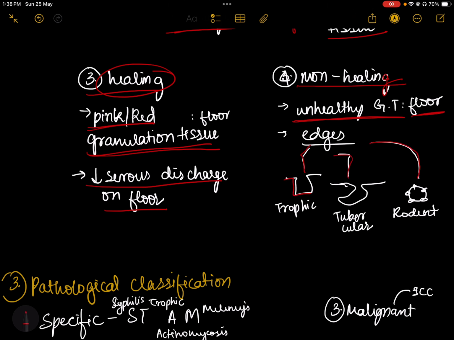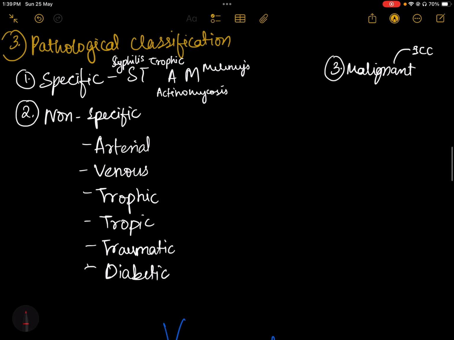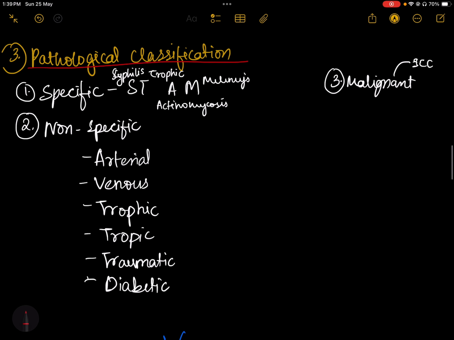It might be punched out. This is punched out, example trophic. Undermined, example tubercular. And this is a beaded ulcer, example rodent ulcer. Now the pathological classification.